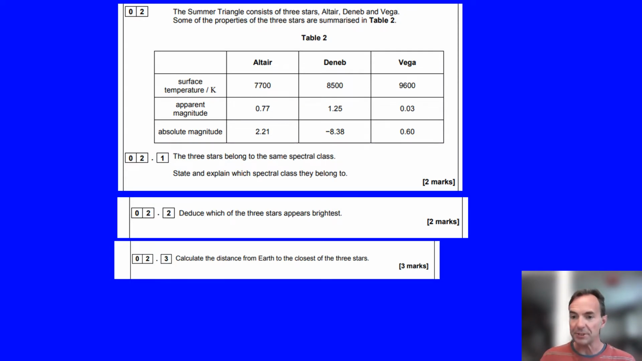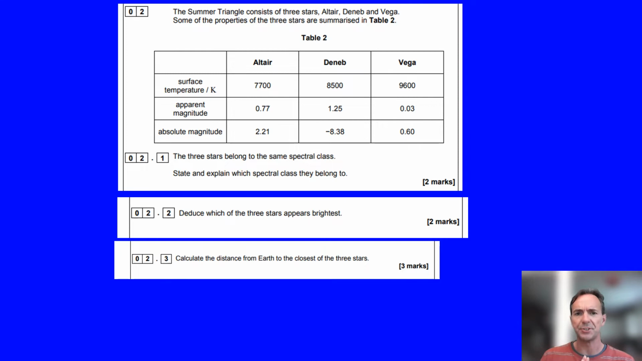So we can do a bit of practice once you've got that there. The summer triangle consists of three stars: Altair, Deneb, and Vega. Some of the properties of the three stars are summarised below. Brilliant. There we are, the summer triangle. If you watch my other lesson, you'll know what that is. So there we are, there's temperatures. Ooh, temperatures are quite close, aren't they? Look at those. Quite a close range there.